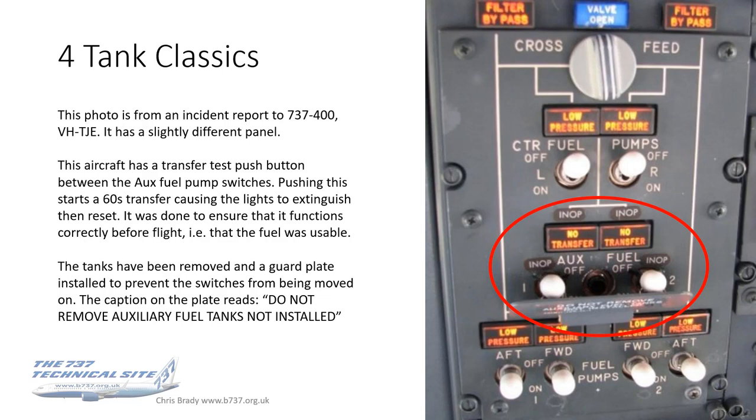As regards technical differences here, this aircraft's got a transfer test push button between the auxiliary fuel pump switches. If you push this, it'll start a 60-second transfer, which will cause your lights to extinguish, if it's working correctly, and then reset. You push this before flight to ensure that the system is functioning correctly, i.e. that all the fuel you loaded is going to be usable. The last thing you want is to be across the ocean to New Zealand or something, and find out that all your auxiliary fuel is not usable. Hence the test button. There's a blanking plate underneath because these tanks have been removed now, and it simply reads: do not remove, auxiliary fuel tanks not installed.